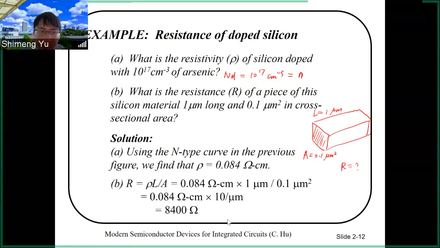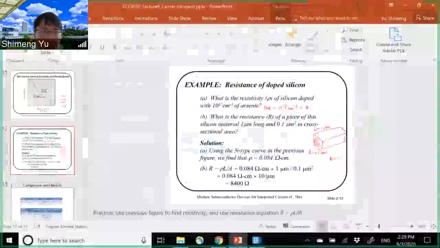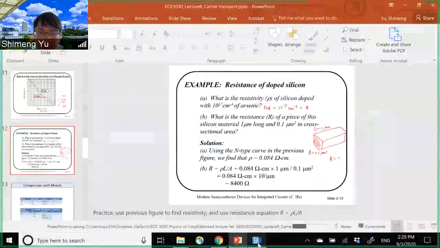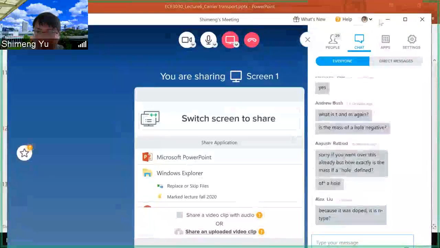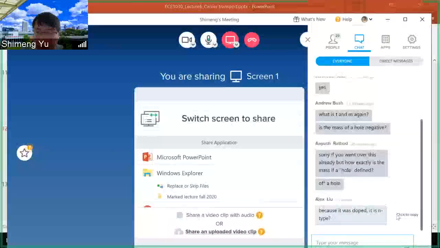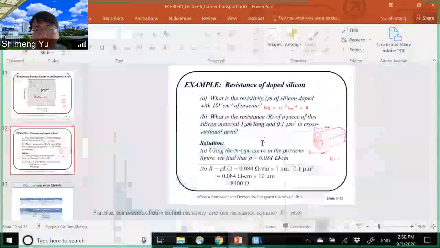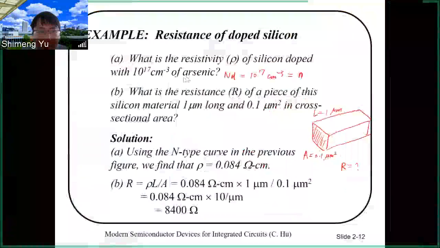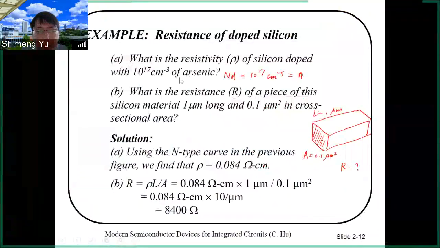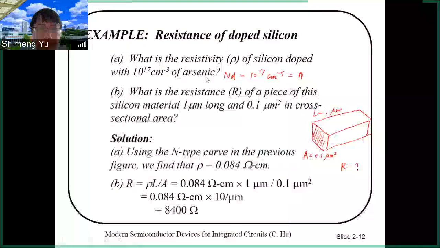So any questions? Got one question: because it was doped, it is n-type? No, doping can be either n-type or p-type, but in this example it says it's arsenic, and this is a group 5 element, so that's why this is n-type doping.